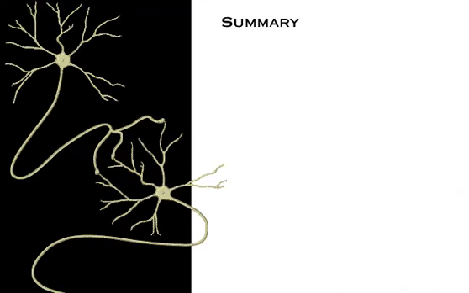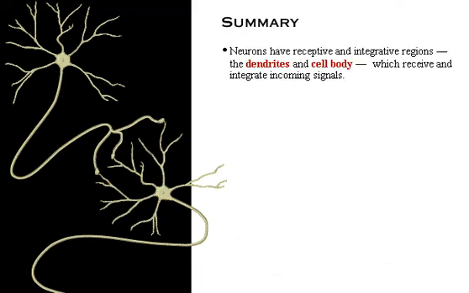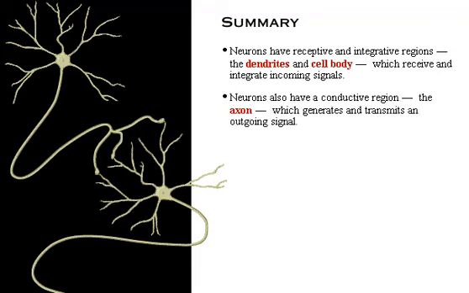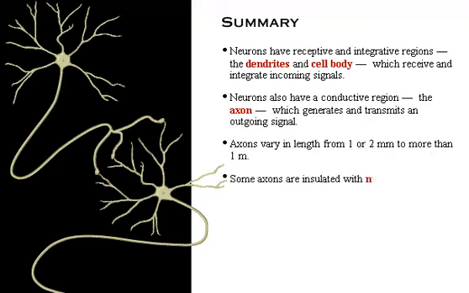Here's a summary of what we've covered. Neurons have receptive and integrative regions, the dendrites and cell body, which receive and integrate incoming signals. Neurons also have a conductive region, the axon, which generates and transmits an outgoing signal. Axons vary in length from 1 or 2 millimeters to more than 1 meter. Some axons are insulated with myelin.